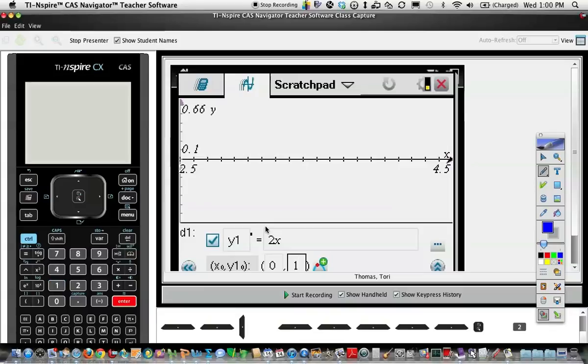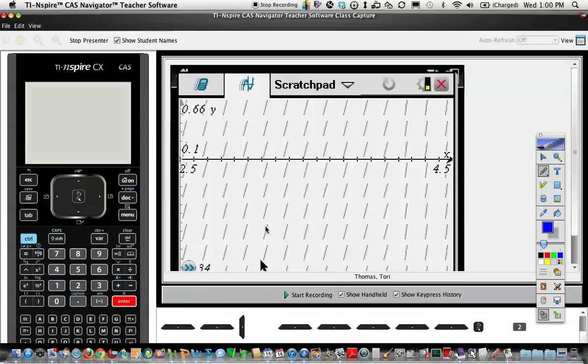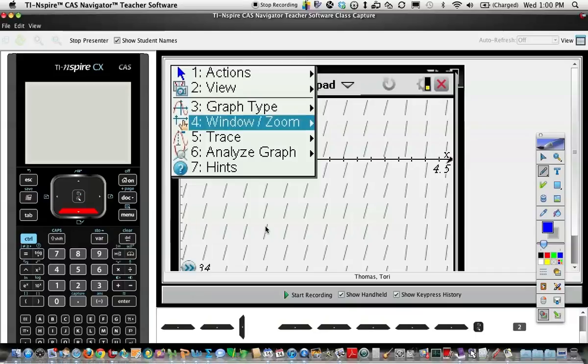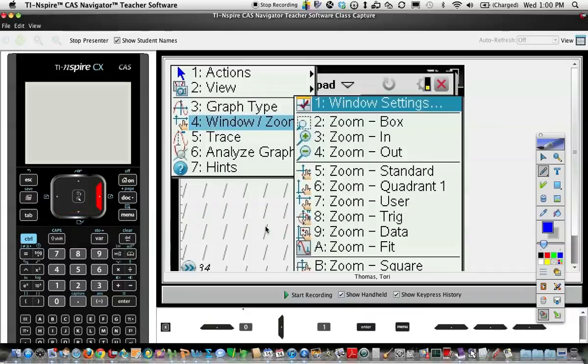Okay, go ahead and hit Enter. They get a slope field. Now, on Tori's we can't see any points, but that's because of her window. Okay, so let's go into the window settings.